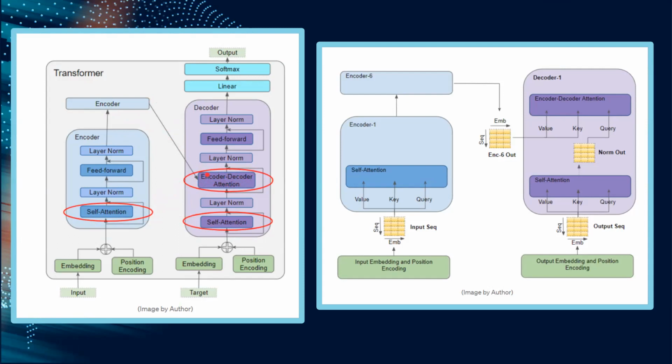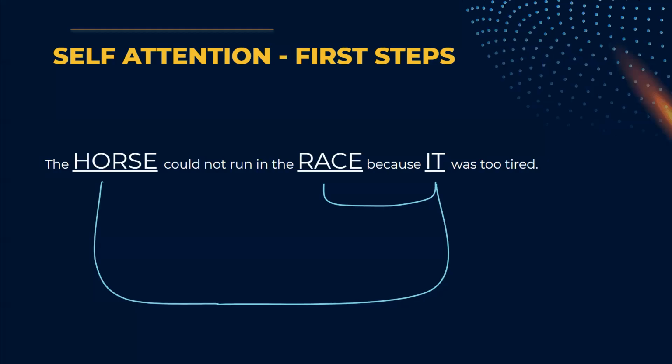If all this seems complicated to you, hold on. We'll be learning more about self-attention. What is self-attention? Why exactly do we need it? Self-attention is a concept which allows the model to learn which part of the sentence affects which part of the sentence. For example, this is a sentence that you input to the transformer. The horse could not run in the race because it was too tired. Now the word it might refer to the race or the horse.